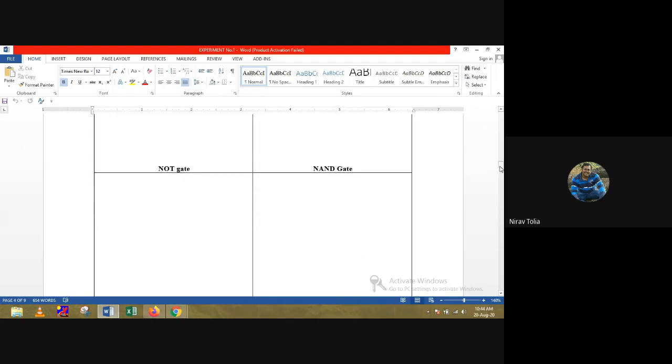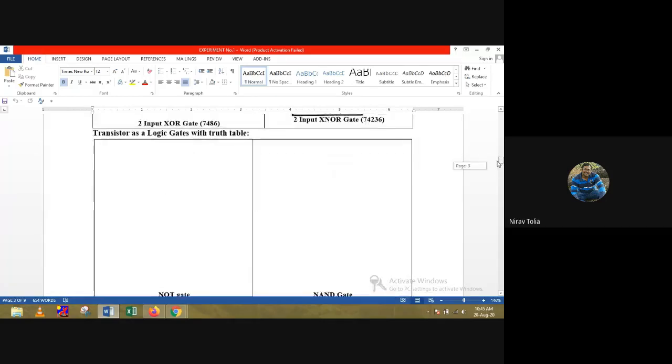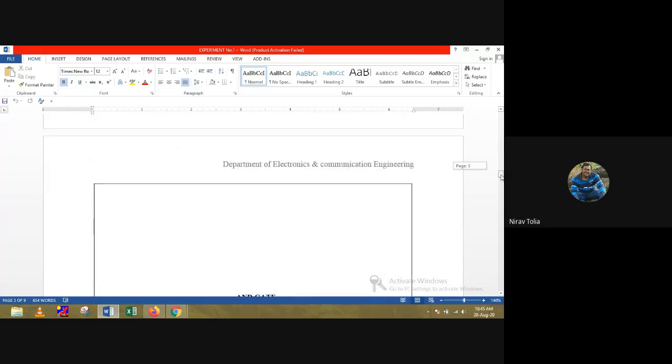We do not have the space for the exclusive OR and exclusive NOR, but we just have to draw the figures of NOT, NAND, or NOR here. So 5 gates you have to draw here. Again, it is given in that virtual lab only.